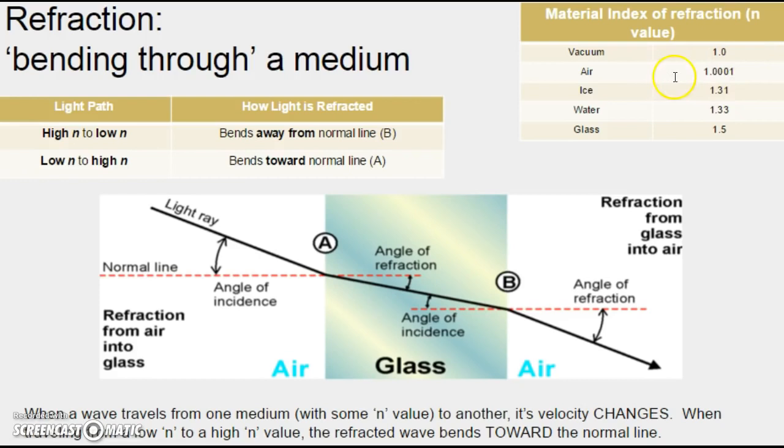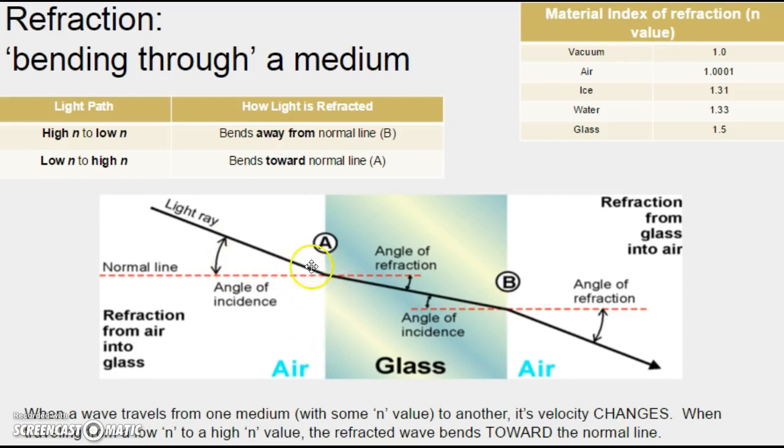And if it goes into something that's got a higher density, or in this case a higher N value, like ice, with this value 1.31, it's going to refract even more. And therefore here would be water, and here would be glass. So these are N values, and these are just some common materials. There are some rules that we follow. When a wave travels from one medium that has an N value to another, its velocity changes. When traveling from a low N value to a high N value, the refracted wave bends toward the normal line. So let's look at this picture, because right now I've just thrown a lot of information at you.